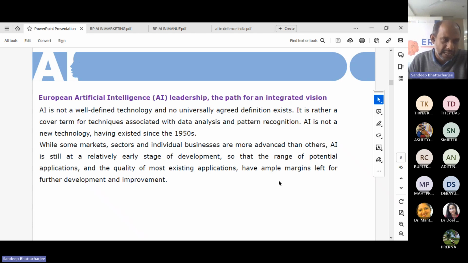So AI is not a new technology. As I mentioned, a lot of preliminary developments have taken place since the 1950s. While some markets, sectors, and other individual businesses are more advanced than others, AI is still at a relatively early stage of development, because we have just surpassed almost 70 years of AI in terms of actual growth since 1950, if we start from there. So the quality of most existing applications, there are a lot of developments still to be made. The machines which we have are still not so perfect. So more and more possibilities are there. So this is what European artificial intelligence leadership discusses in terms of how AI is placed at present and how it can develop further in future.